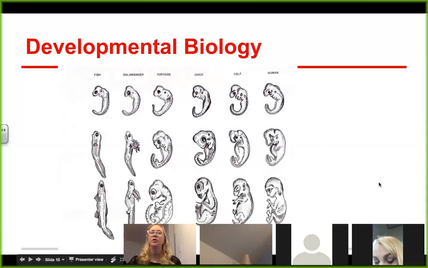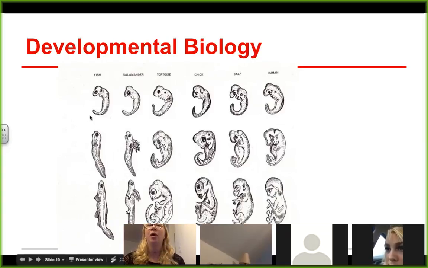All right, developmental biology. This is my favorite. This is one of my favorite courses ever in college because it's just really interesting to learn about how embryos develop. It's like insanely complicated. So many things could go wrong. So we see all these different animals here, right? And they're really tiny up here, but I'll read them out to you too. We have a fish, a salamander, a tortoise, a chicken, a calf, and a human.